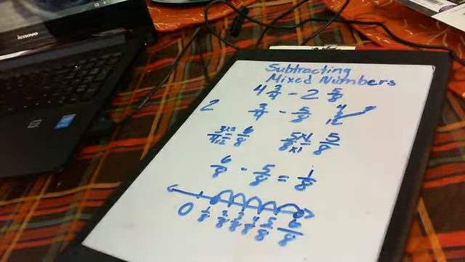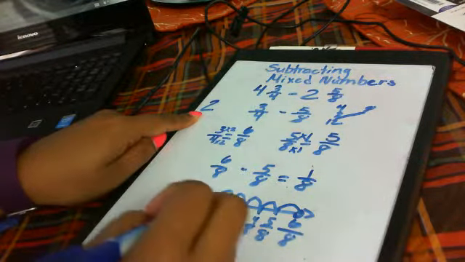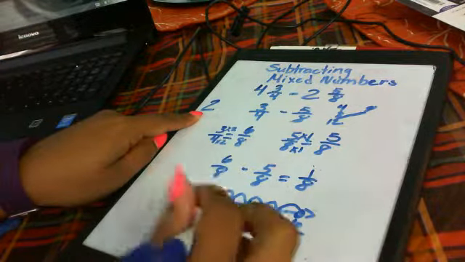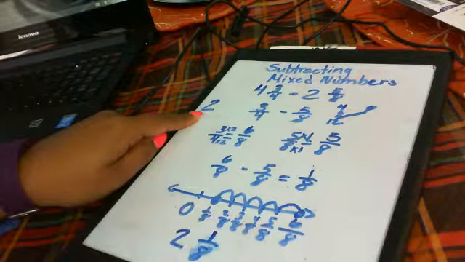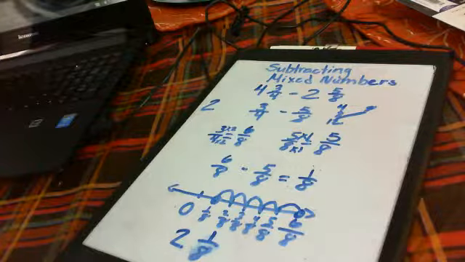Using my number line, my final answer, remember this 2 up here that we set aside, is going to be 2 and 1/8. That is my final answer, because it can't be simplified, and so that would be it in its simplest form.